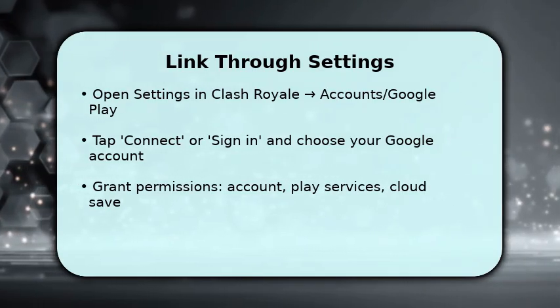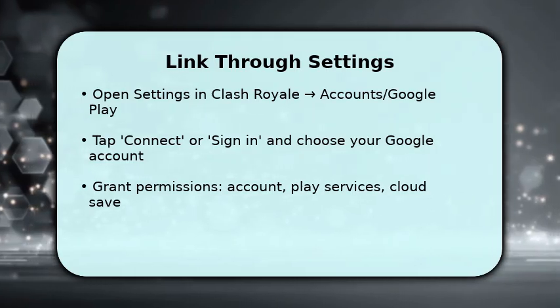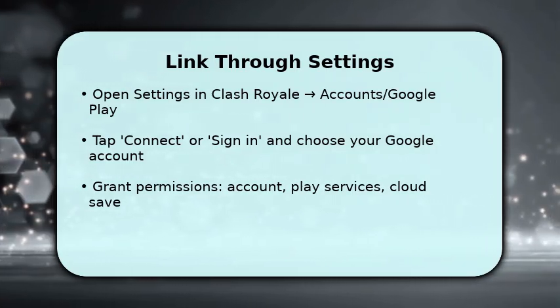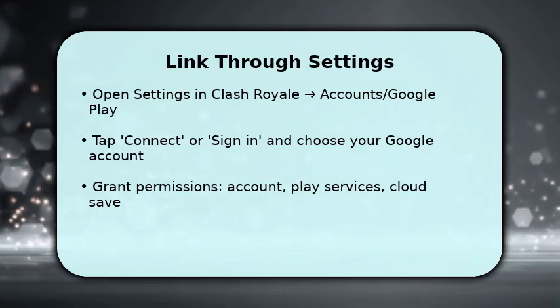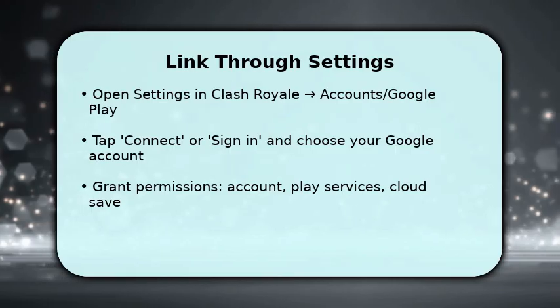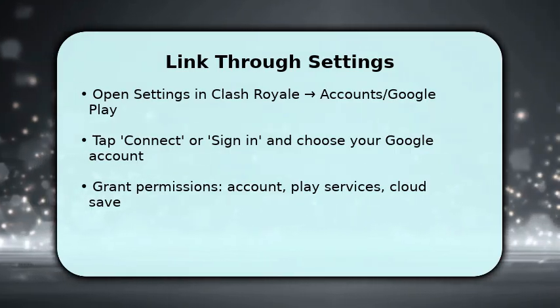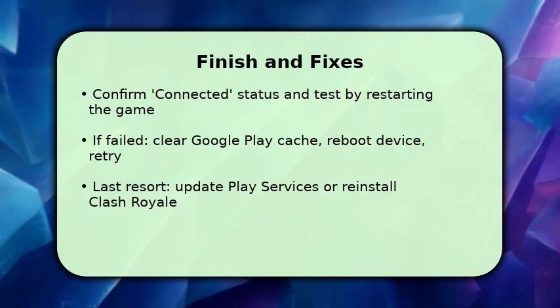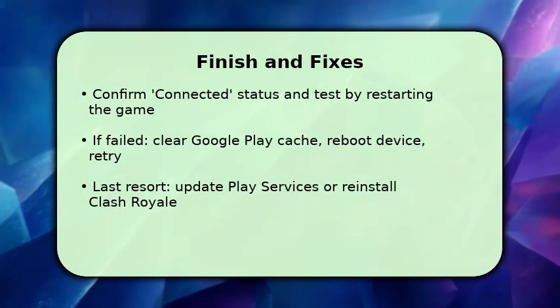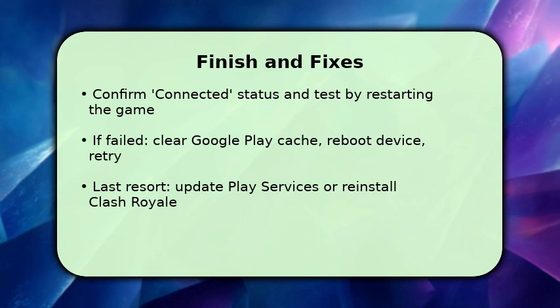The app will request permissions for Play services and cloud saves. Grant them so your progress syncs. Once you tap Accept, the game performs an authentication handshake with Google Play. Wait for the confirmation message. Make sure to stay on the screen until it completes, since interrupting can leave the connection unfinished. Finish by checking the settings show connected for Google Play, then restart the game to validate cloud sync and restore purchases.